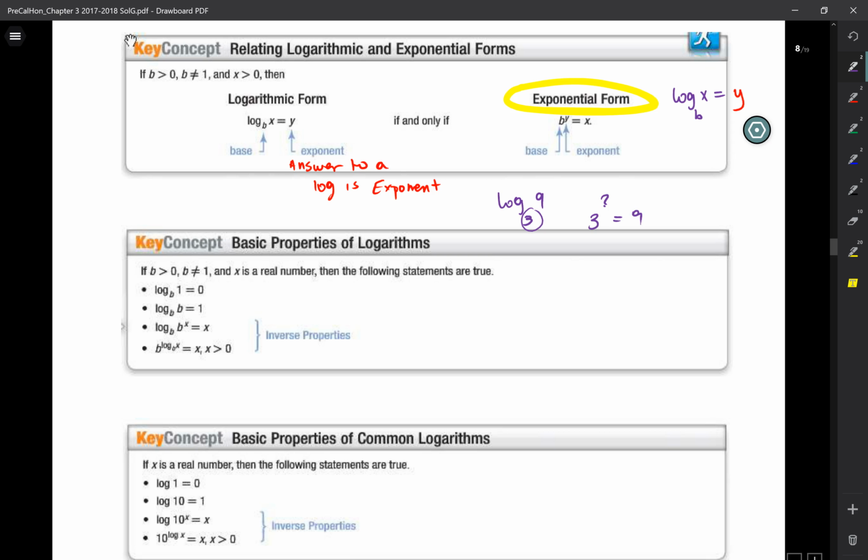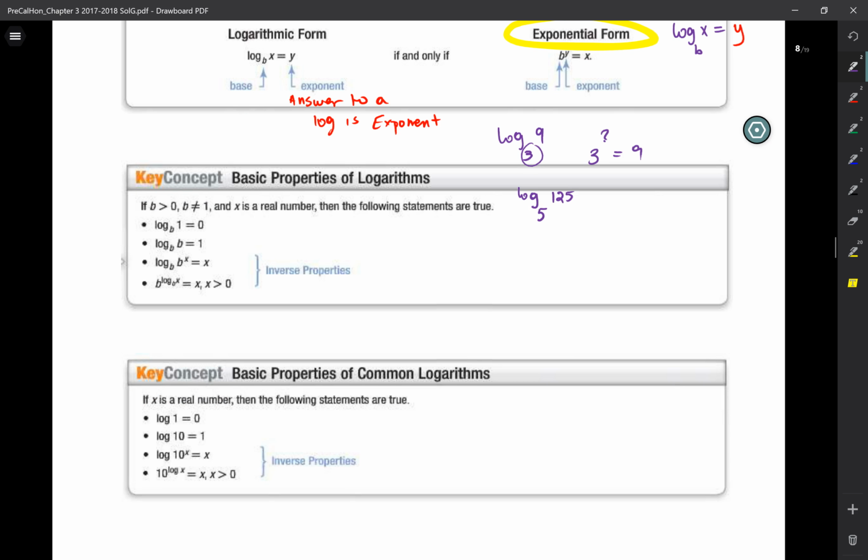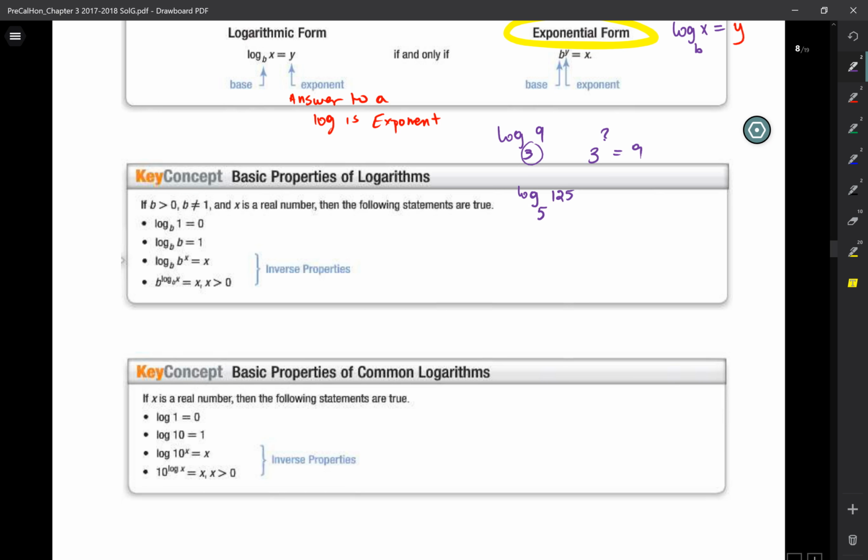Okay? So if I were walking down the street and I saw this, in my mind, 5 to the power of what is 125. That's what I see in my mind. So now here, take a look at this then. Log base b of 1. B to the power of what gives you 1? 0. Okay?